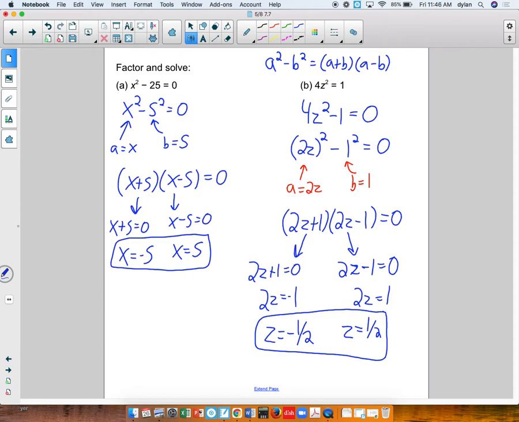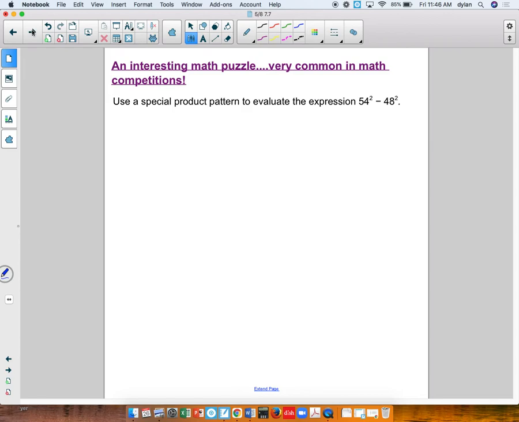Sometimes you'll see some neat applications of this for math competitions. For example, you might be asked to evaluate the expression 54 squared minus 48 squared without a calculator. And that sounds nearly impossible, because if you had no calculator, you would have to square both of them and then subtract them, which could be very time consuming. But if you know your special products patterns, this is actually an extremely easy problem.